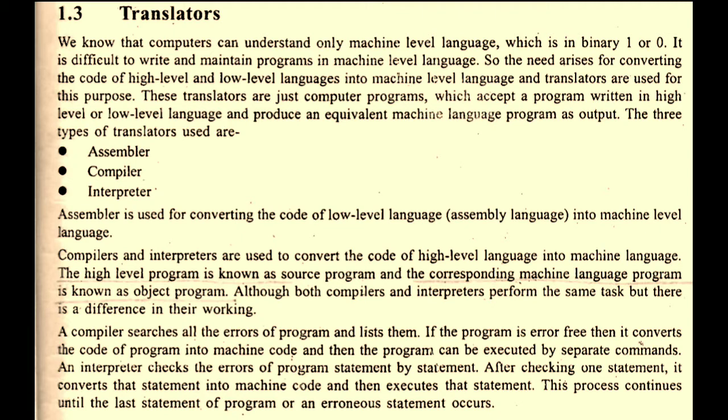An interpreter checks the errors of program statement by statement. After checking one statement, it converts the statement into machine code and then executes that statement. This process continues until the last statement of the program or an erroneous statement occurs.